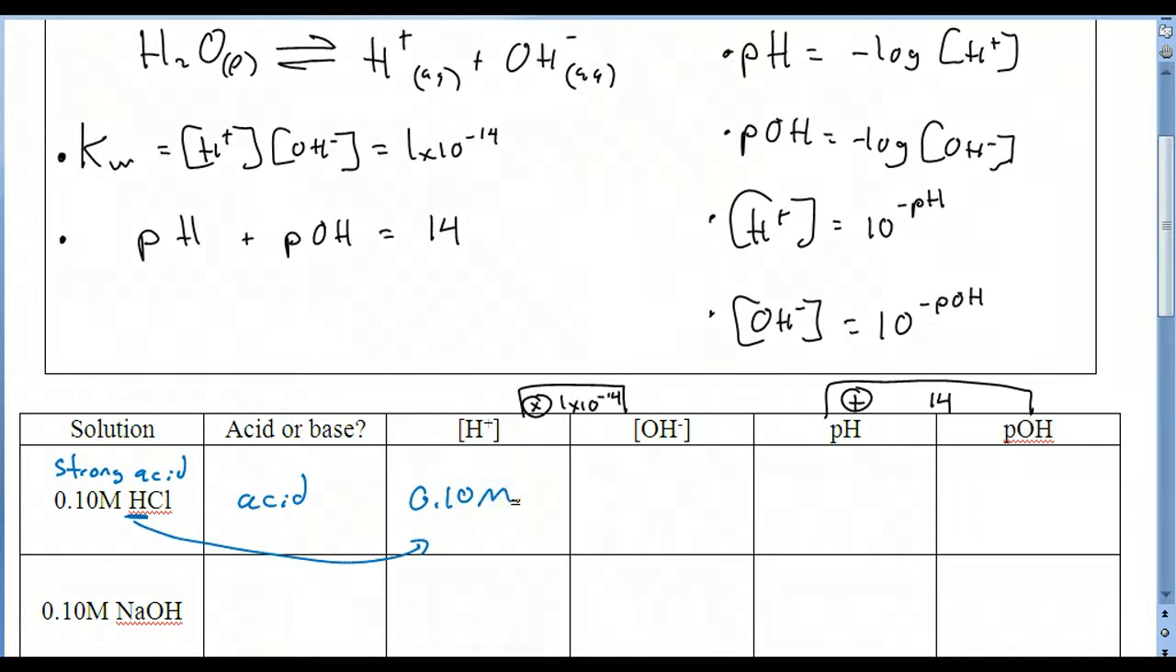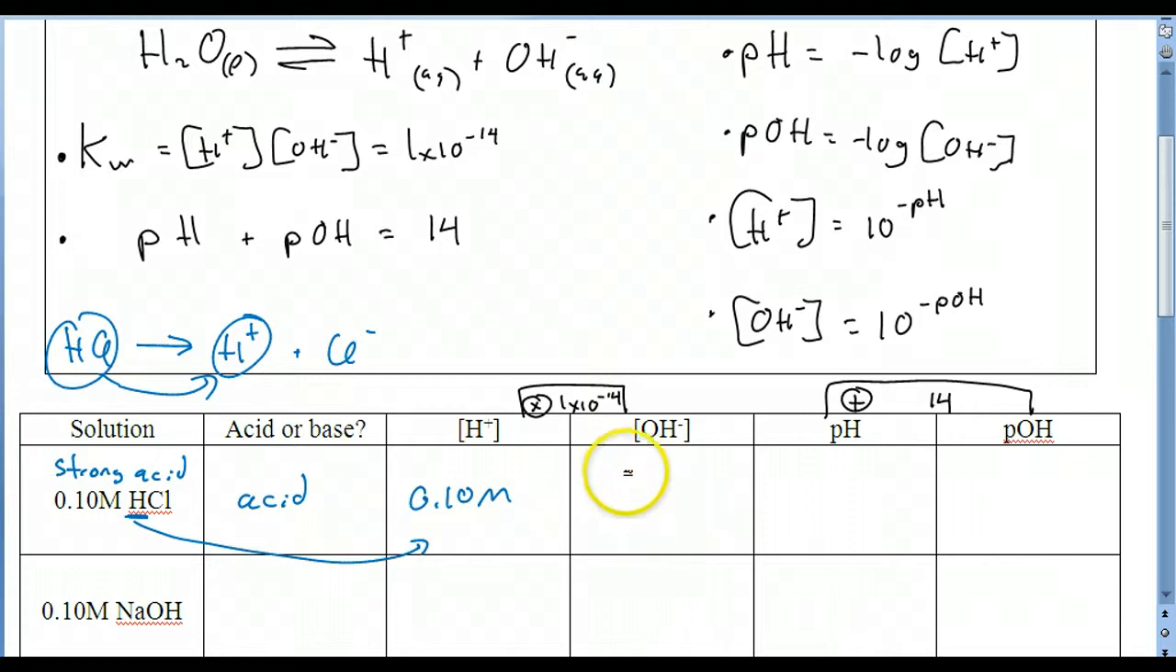You can do stoichiometry for it, but it'll just be elongated. It's very simple to say that the concentration of the monoprotic strong acid is equal to the concentration of the H+. The hydrochloric acid is going to dissociate 100% into the H, 1-to-1 exactly.